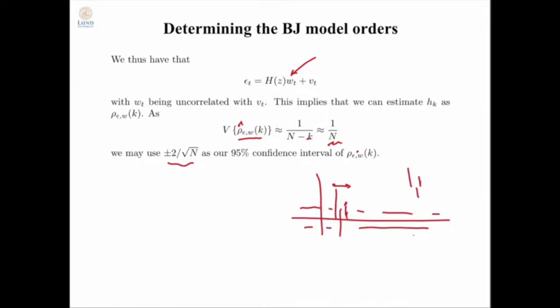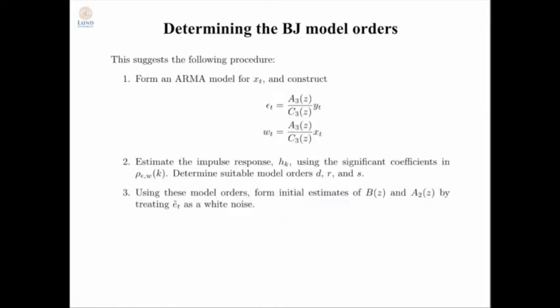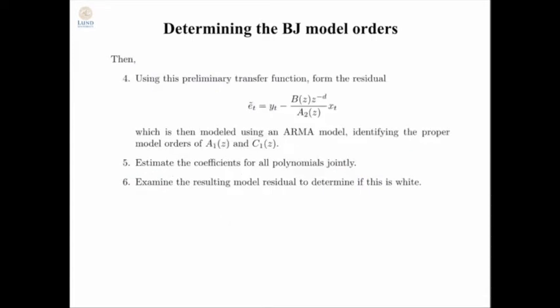And D is of course again just the delay between 0 and when the impulse response starts. Okay, so when I have estimated the cross correlation, I can use that to determine D, R, and S. So from those, I will now be able to estimate the B and the A2 polynomials if I treat epsilon as a white process. Of course, this is not correct, but it will give me an initial estimate of B and A2. And the way I will then deal with it is I will create an estimate of my residual.